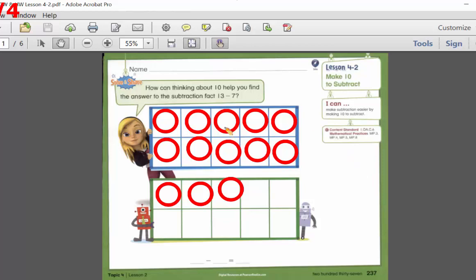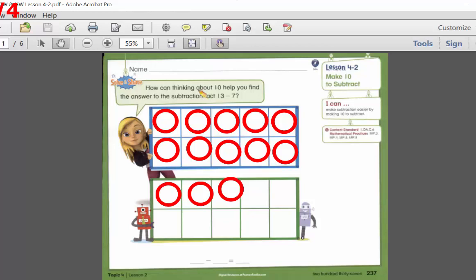I drew here 13 counters. Okay. And I want to take away 7. So what does the problem ask you to do? Think about how 10 can help solve 13 minus 7. Okay?